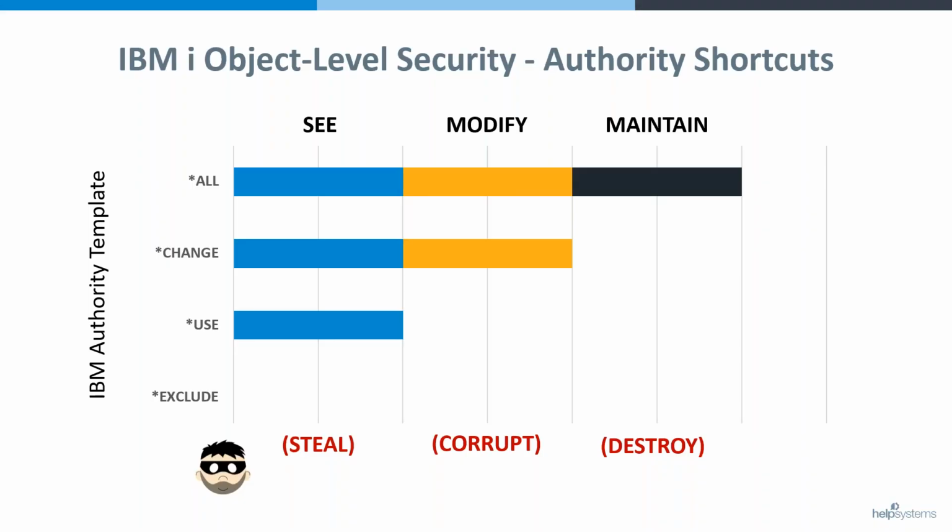And we've talked about these authority shortcuts multiple times, so hopefully you're starting to memorize this now. Again, looking at the bottom, the steal, corrupt, destroy, we have to be considerate of the corrupt and destroy when it comes to this, right?